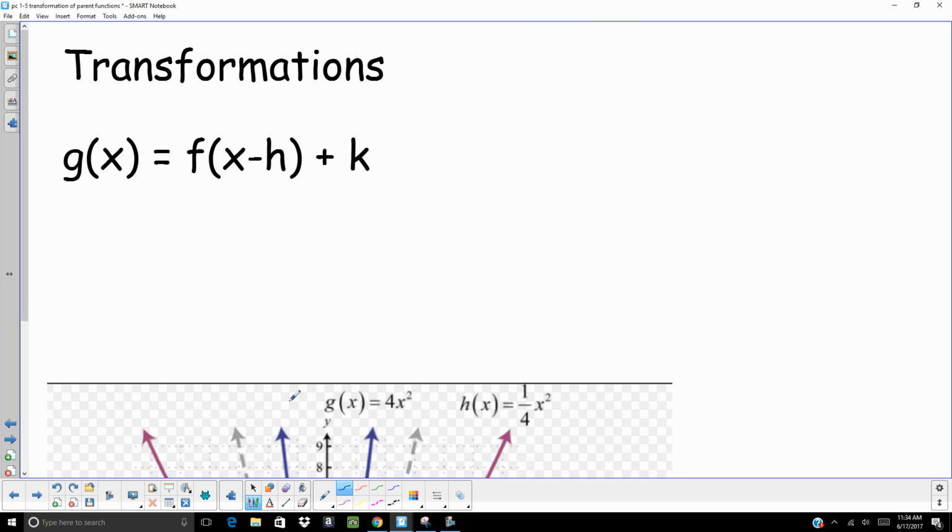All right, transformations. That's where you just take that function and you move it. So we're going to have some function f of x. We don't know what that function is. It can be any of those parent functions. So that's why we're just saying f of x. That h, if it's paired up, tells you the right or left.